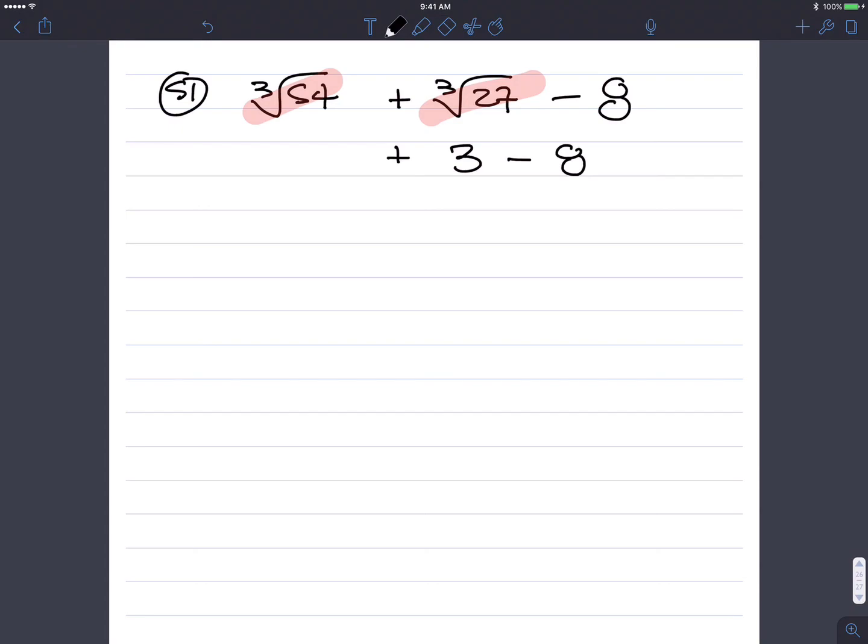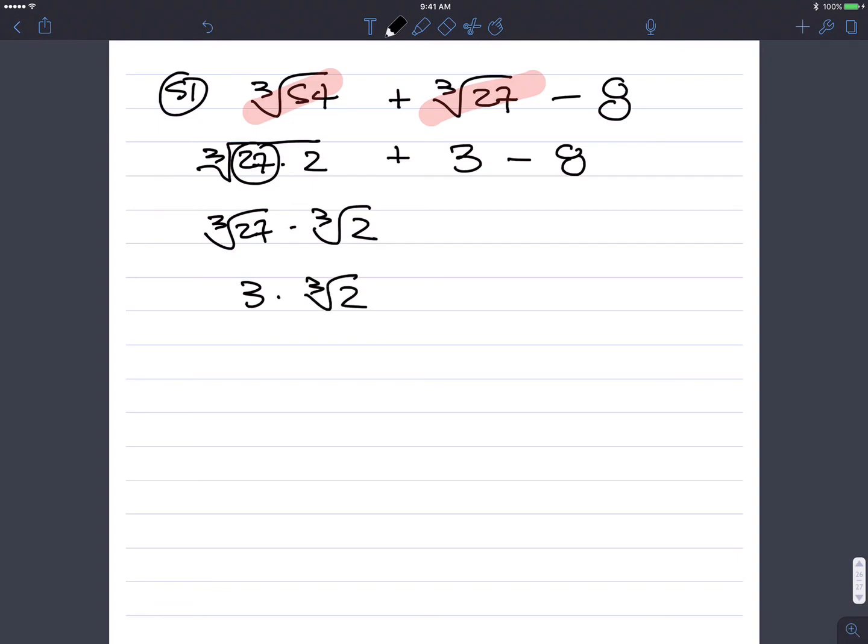Now, to simplify the cube root of 54, I need the largest perfect cube that divides 54 with a zero remainder, and you have your 27 times your 2. So you're going to use the fact that 27 is a perfect cube by the product rule. Cube root of 27 times the cube root of 2, and the cube root of 27 is actually 3. 3 times the cube root of 2. Now, don't forget, we have the addition of 3 and subtract an 8 here. That's plus 3 minus 8, which gives you negative 5. So 3 times the cube root of 2 minus 5, these terms are not like, and we're done.